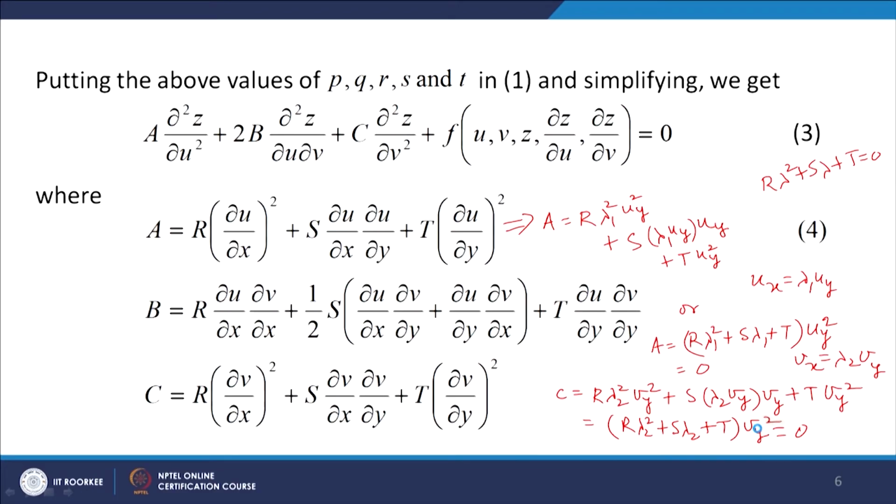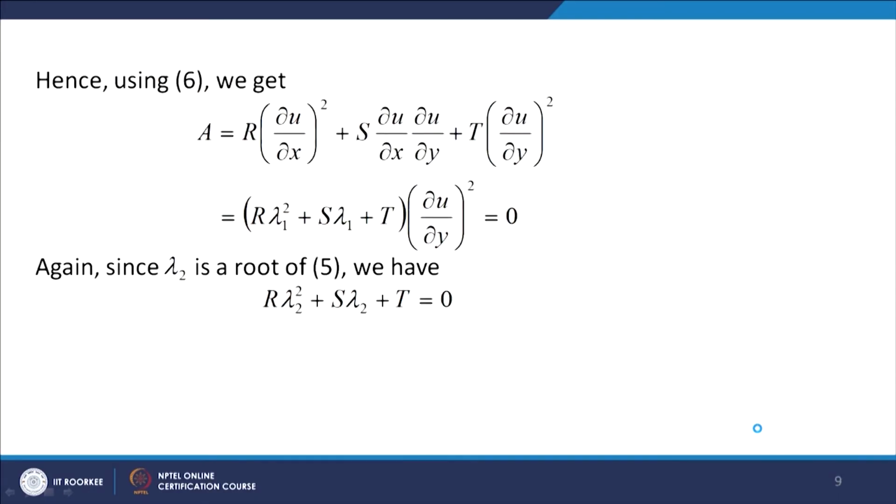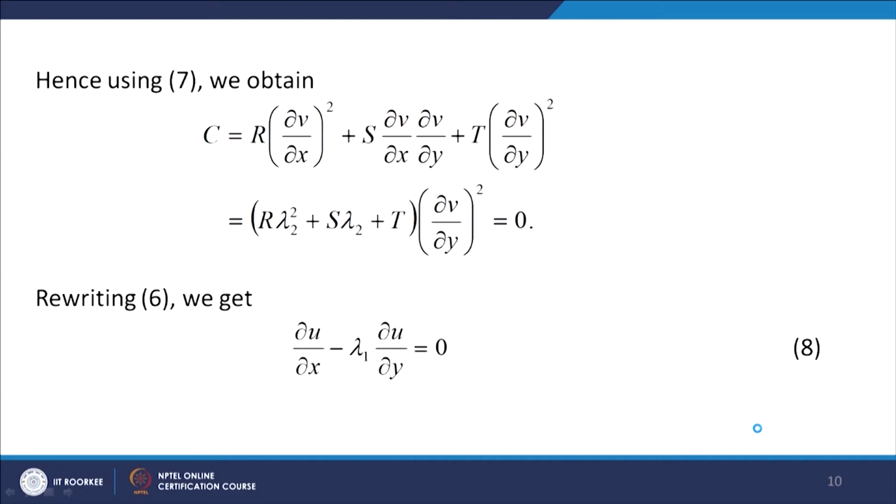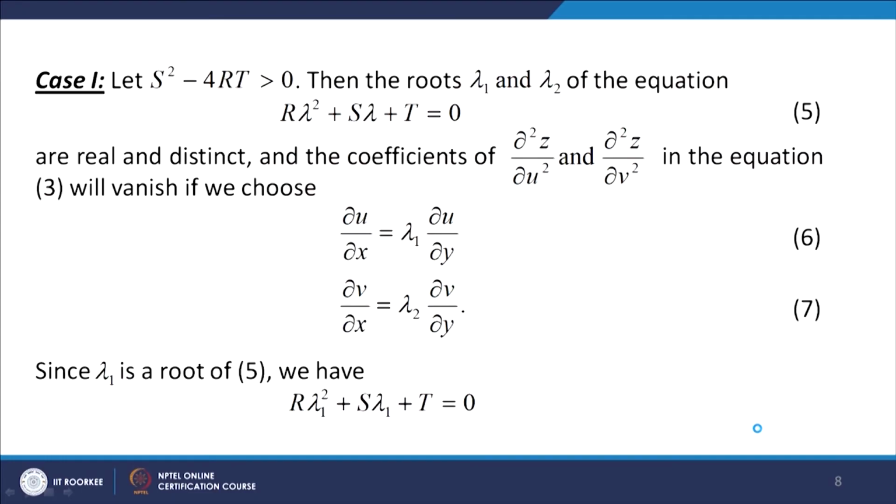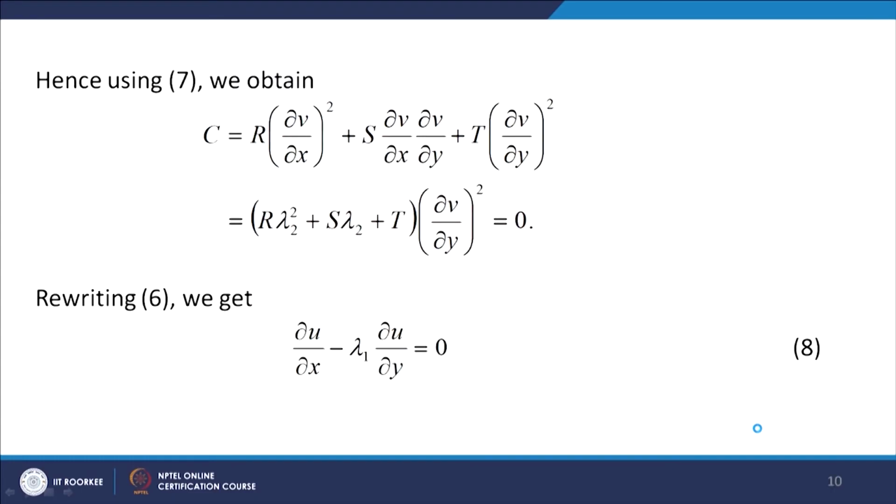So, we get 2b into z u v plus this equal to 0, and we get a equal to 0. Again, since lambda 2 is a root of r lambda square plus s lambda plus t equal to 0, we get r lambda 2 square plus s lambda 2 plus t equal to 0. So, we get c equal to 0, and now let us write equation 6 in this manner. This equation u x equal to lambda 1 u y, we will write in this form, u x minus lambda 1 u y equal to 0.